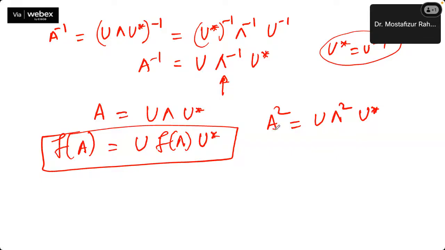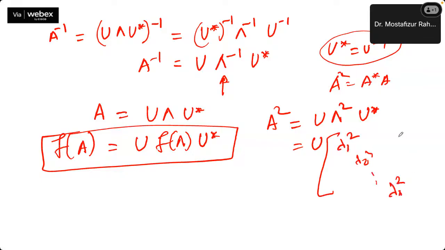Element-wise, if you do A times A, A square is basically A star A, a matrix multiplication, right? But here you basically take U and lambda 1 square, lambda 2 square, and so on up to lambda n square, and it's done. That's all, nothing else, because all the other elements are 0. That's why this is so important.